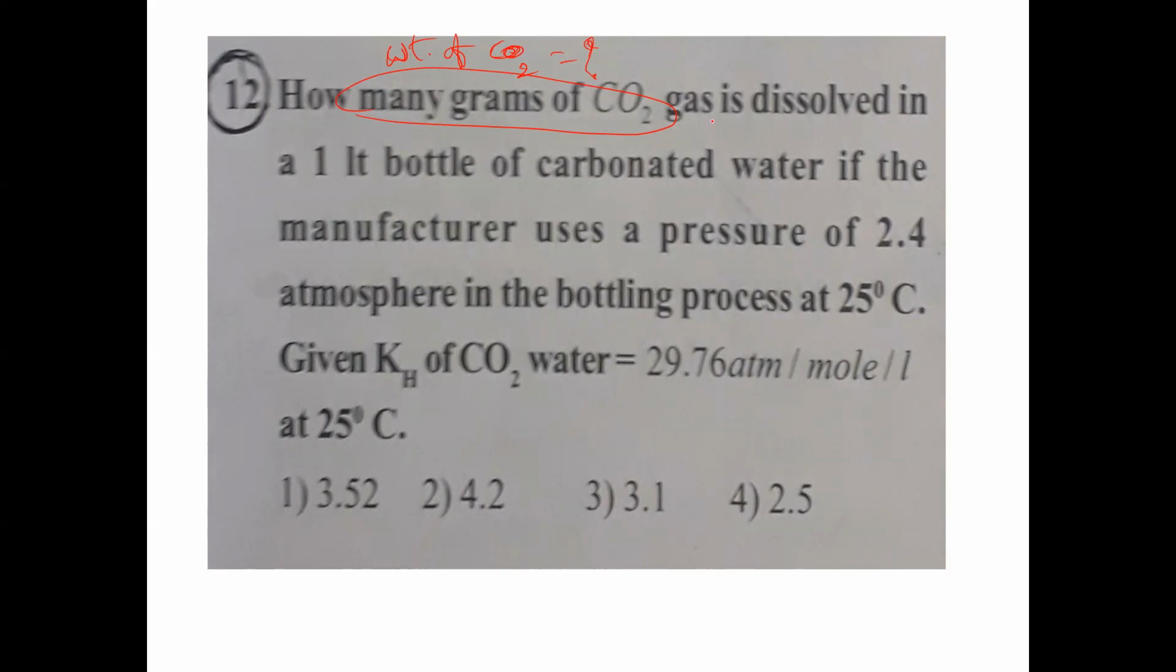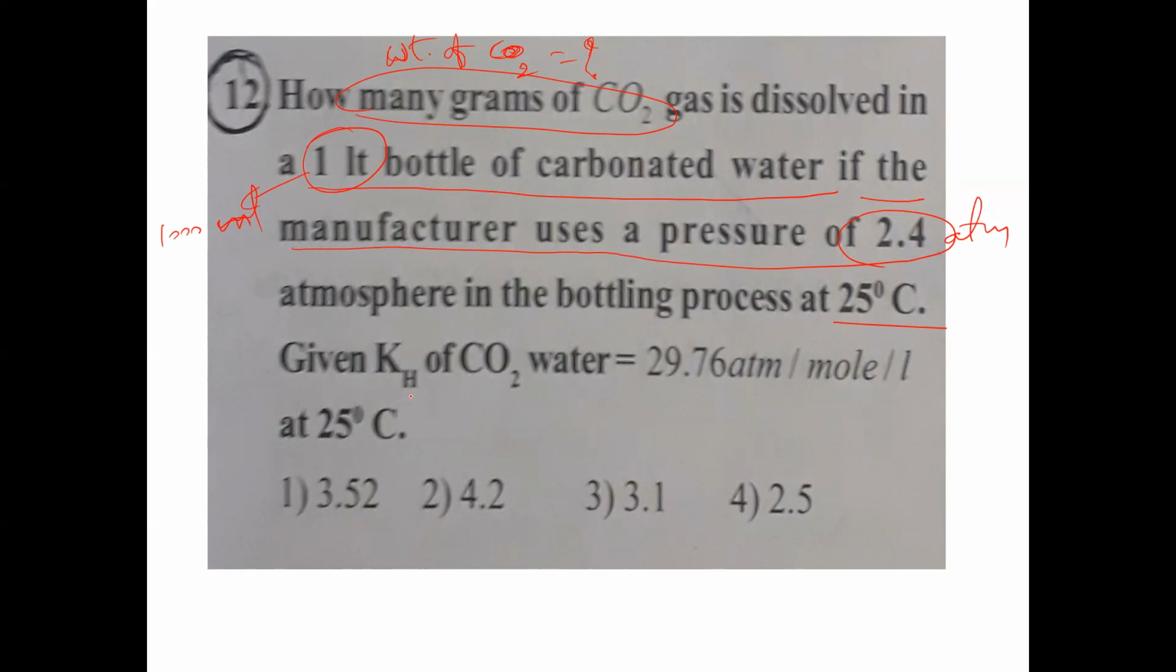How many grams of CO2 gas is dissolved in a liter bottle of carbonated water? Here 1 liter means how many ml? 1000 ml. 1000 ml water is there here. In 1000 ml water, how many grams of CO2 will be dissolved if the manufacturer uses a pressure of 2.4 atm in the bottling process at the given temperature of 25 degrees Celsius? He used 2.4 atm. It is pressure.